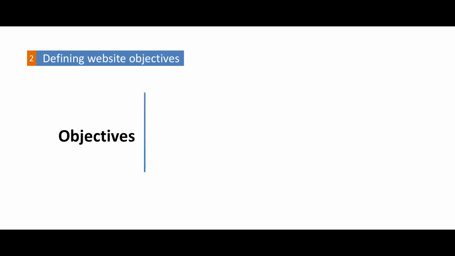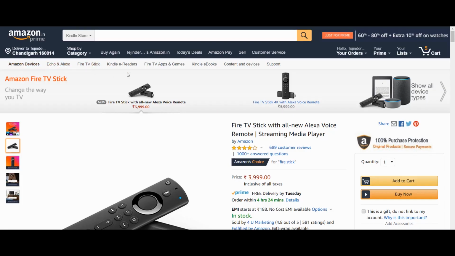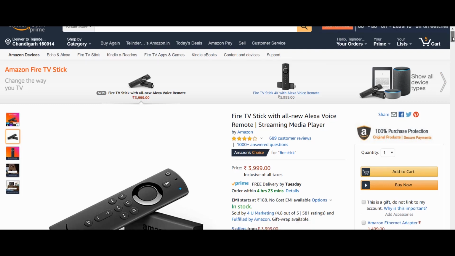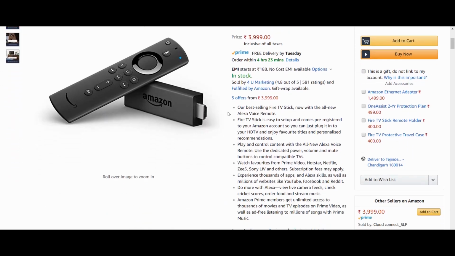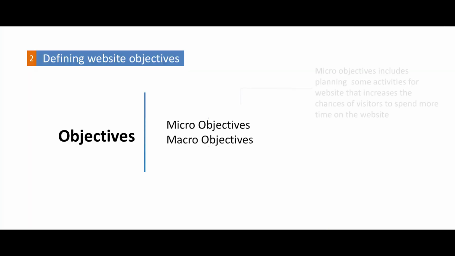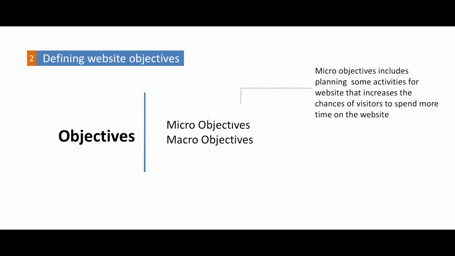There are two types of objectives: micro objectives and macro objectives. Let me explain them. We know that web engagement is a very essential step of the digital marketing process. How will you engage the visitor once he lands on your website? For this purpose, you have to set micro objectives for your website. Micro objectives are those objectives of your website that help the visitor to spend some time on your website before reaching the final decision, that is, buying a product or subscribing to your service or reading an article.